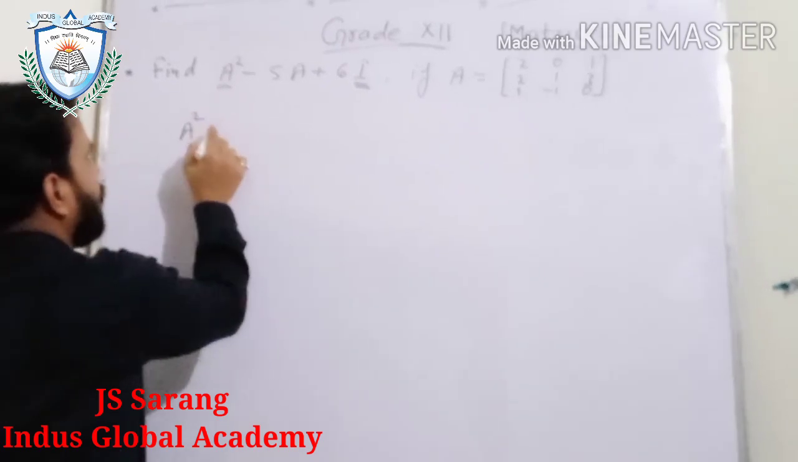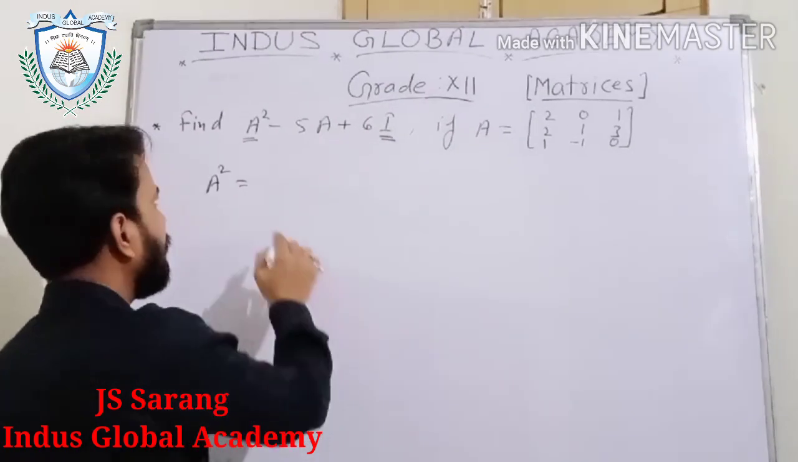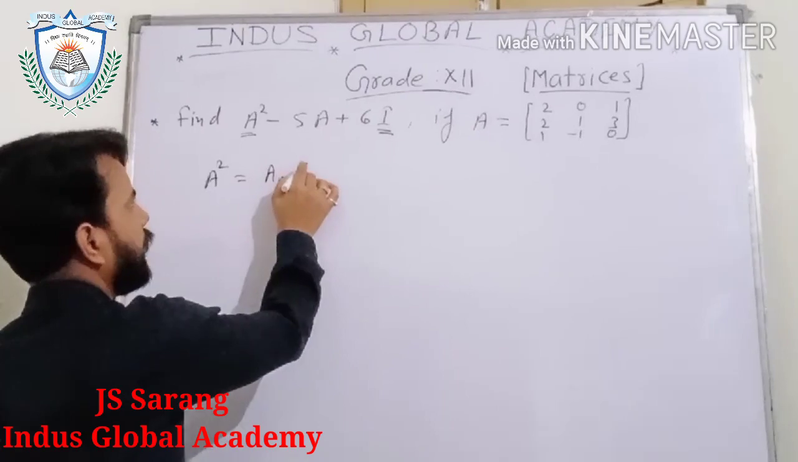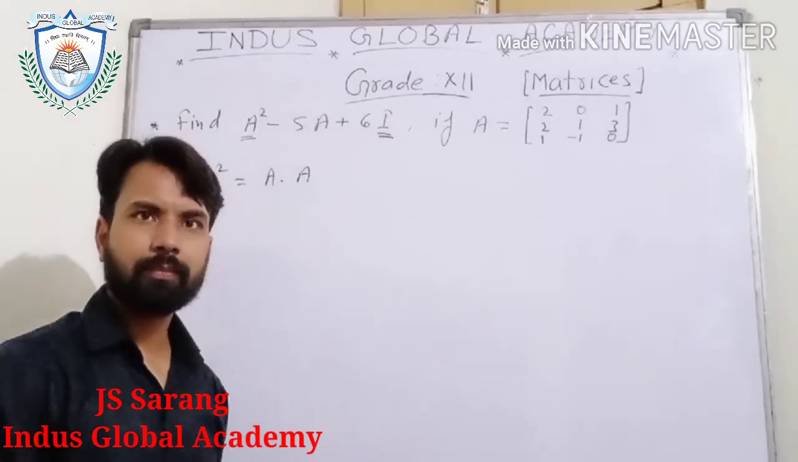So A square is equal to, A square can be written as A into A. Clear?